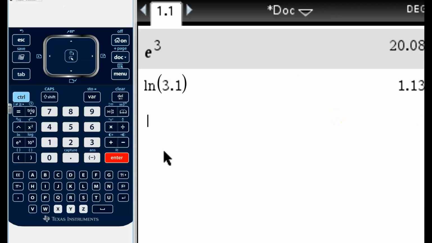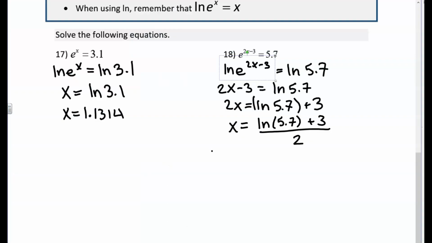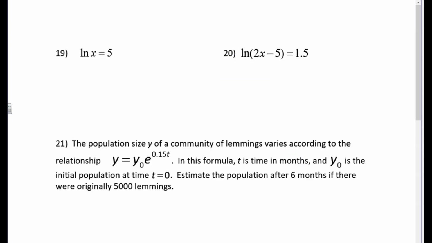So we're going to jump into our calculator. I'm going to pull up a fraction bar, and I'm going to do the natural log of 5.7. I'm going to come outside of that to do plus 3, come down to do divided by 2. And we get 2.37 and then some. So x is approximately 2.37 and then some. All right, keep going.